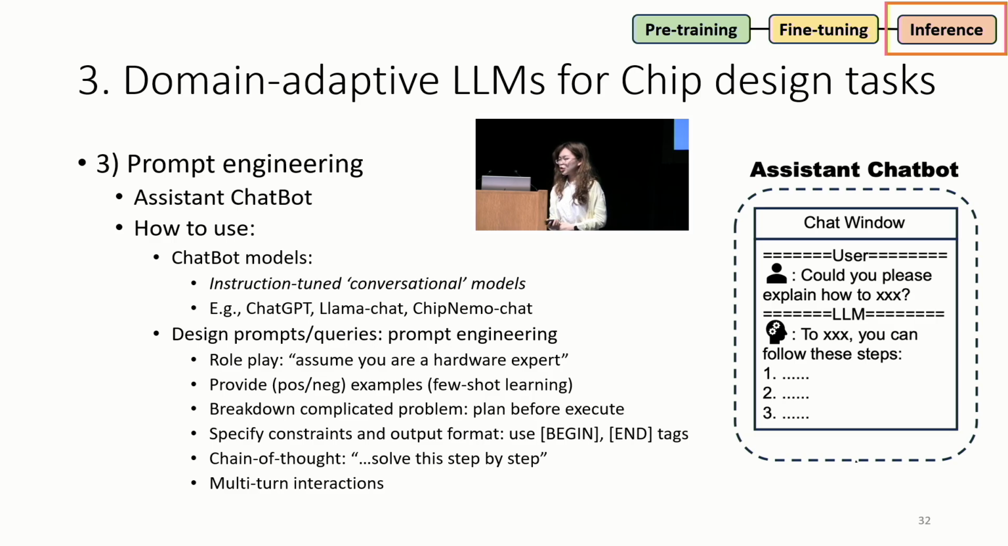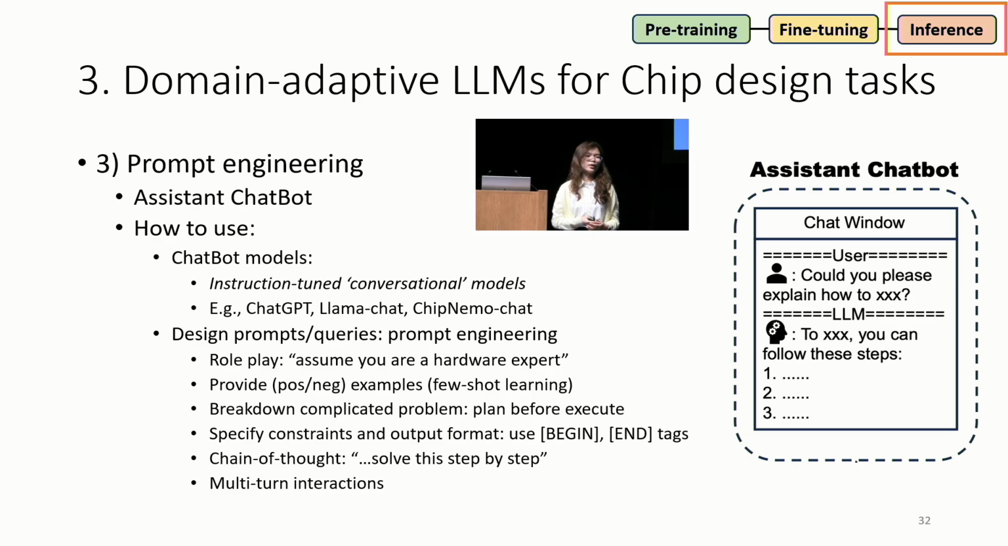Another thing is chain of thought. We actually have a lot of examples showing that if you ask the model to solve a problem step by step, it works better than just giving it a simple problem description. And another thing is multi-tool interaction.